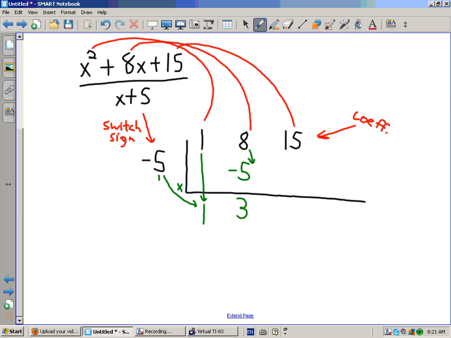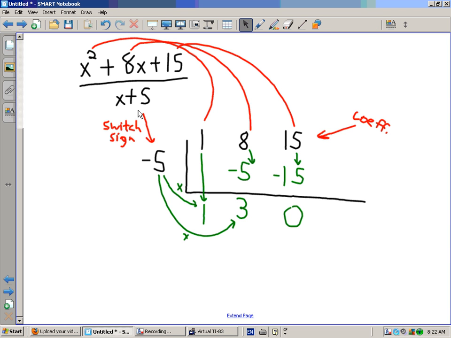So negative 5 times the 3. Multiply them and put that right here. Negative 5 times 3, we get negative 15. Just like we added the 8 and the negative 5, now we're going to add the 15 and the negative 15, and we're going to get 0.